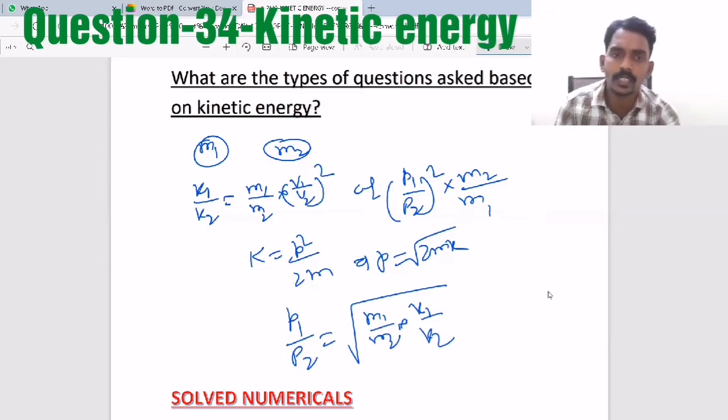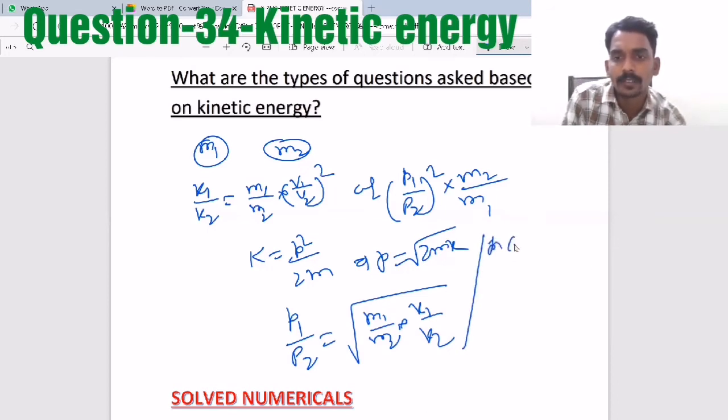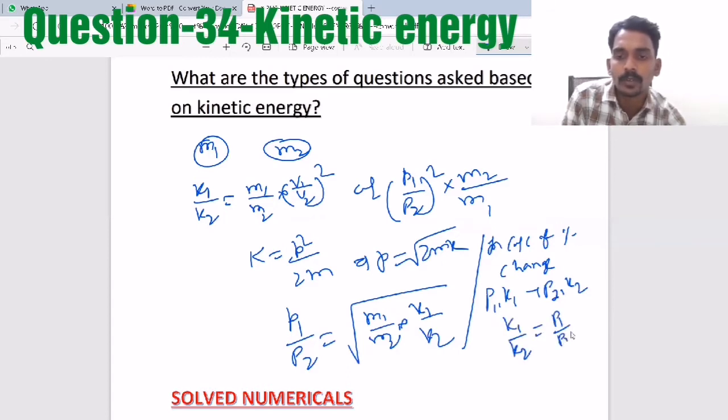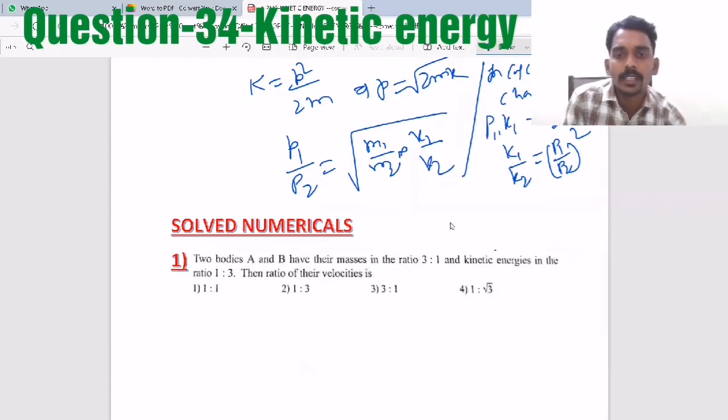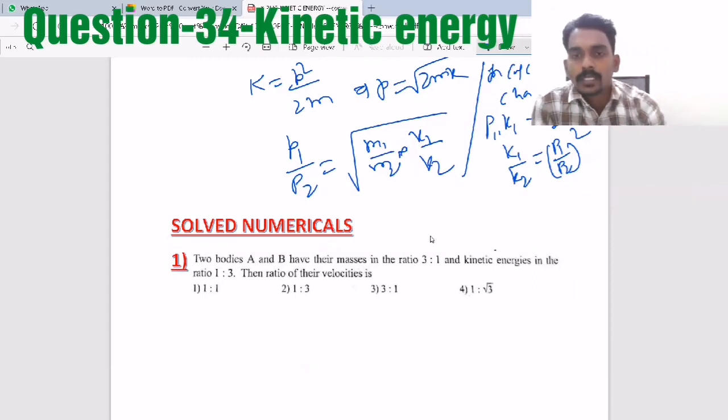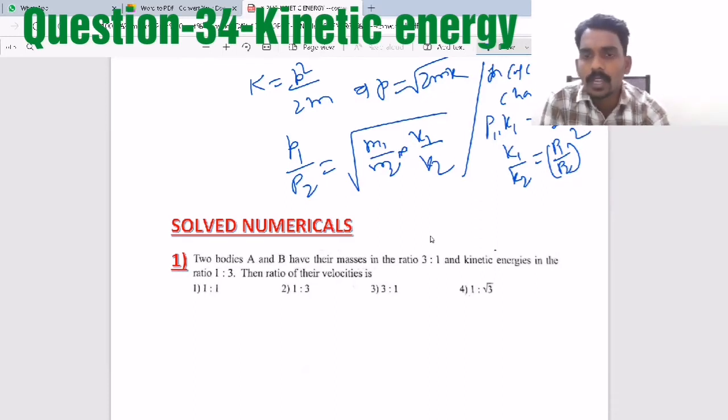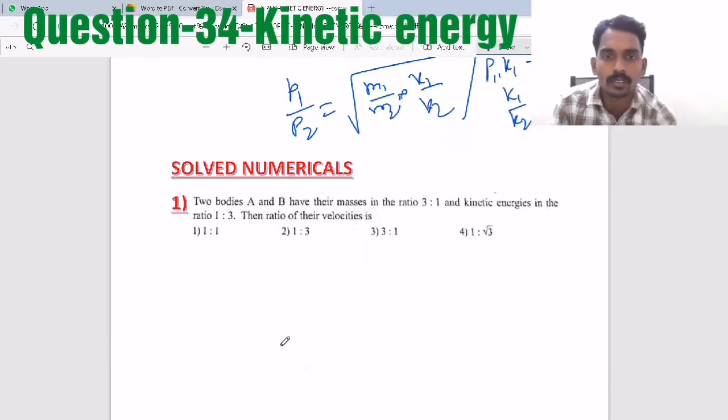When they give percentage change based questions, then in that case one set you have to take P1 K1, another set you have to take P2 K2, where K1 by K2 equals P1 by P2 whole square. Now percentage change means either K2 minus K1 by K1 into 100, or P2 minus P1 by P1 into 100. Any one value they will give and they will ask the other one. We'll see examples of how to solve that.